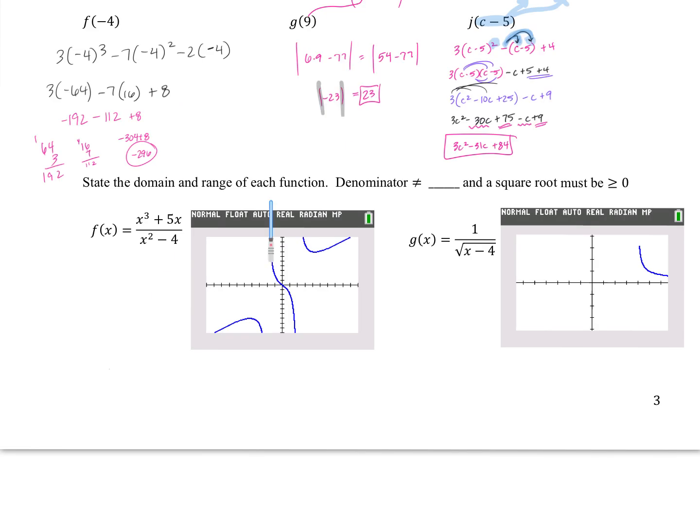It says state the domain and range of these. Now these, we did that on the front, but these look a little bit more complicated because they are. The denominator can never be what? What can a denominator never equal, or my function just doesn't exist? 0. Exactly. My denominator can never be 0. And a square root always needs to be positive.